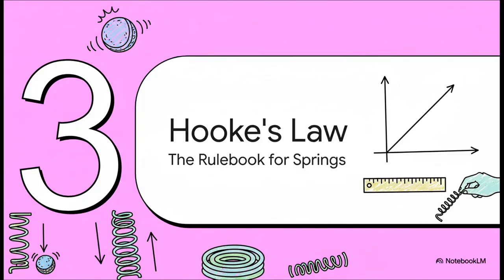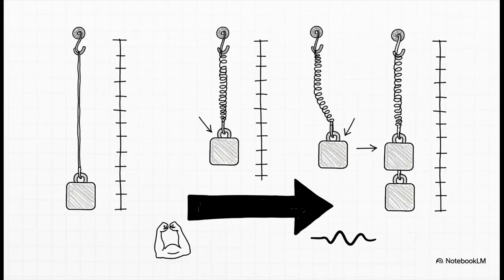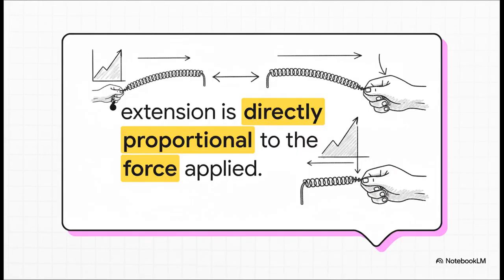So, now that we're clear on elastic objects, the ones that bounce back, let's check out the really cool and elegant rule that actually predicts exactly how they stretch. And, you know, this is what makes things like springs so incredibly useful for engineers and designers. Their behavior isn't random at all. It follows a super clear, simple, and predictable principle. And that principle is called Hooke's law.